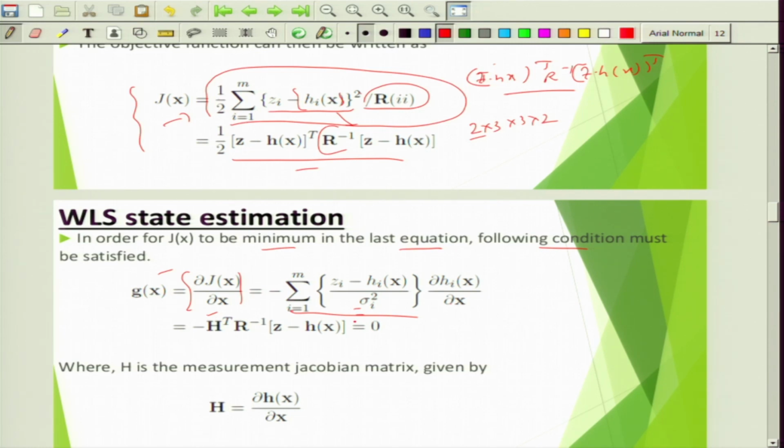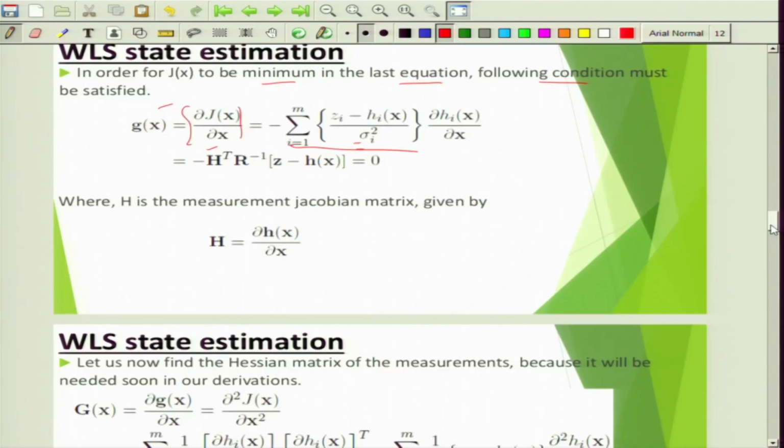It is some mathematical adjustment. This can be further deduced as minus H transpose into R inverse into (Z minus h of x). How? We are replacing dou h of x by dou x with capital H. You just keep Z minus h of x as it is, 1 by sigma square is R inverse, and dou h by dou x is H, but for mathematical adjustment we are making it H transpose. So we get minus H transpose into R inverse into (Z minus h of x).